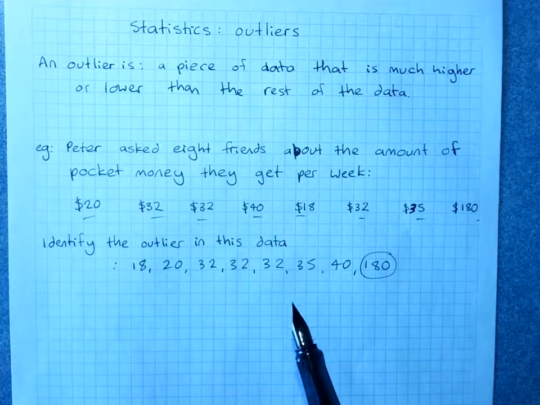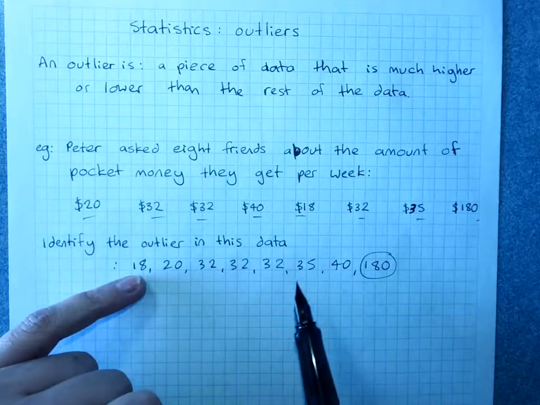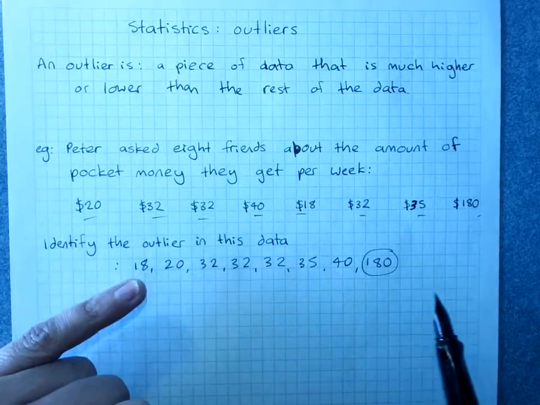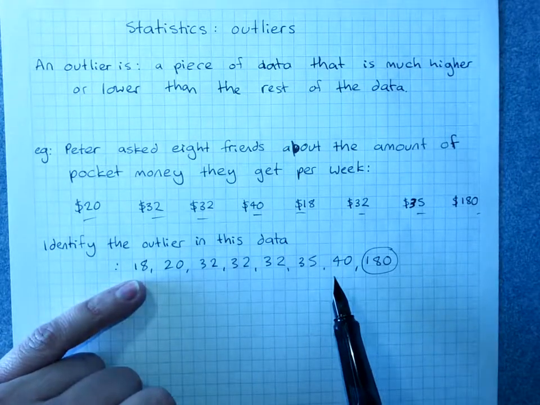Now this could make this pretty hard to graph. You know, if I was doing a dot plot, I don't want to have to go from 18 all the way up to 180. Because 18 to 40 might be bearable.